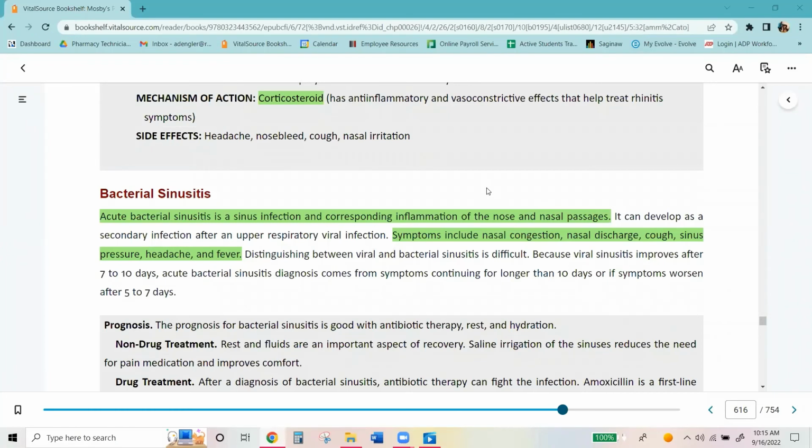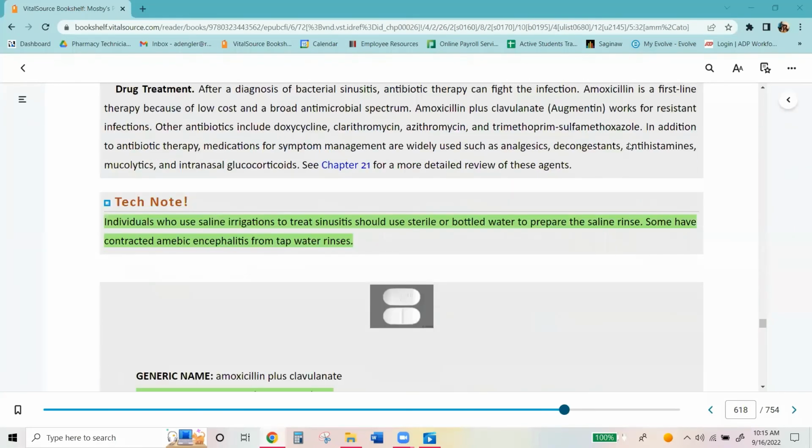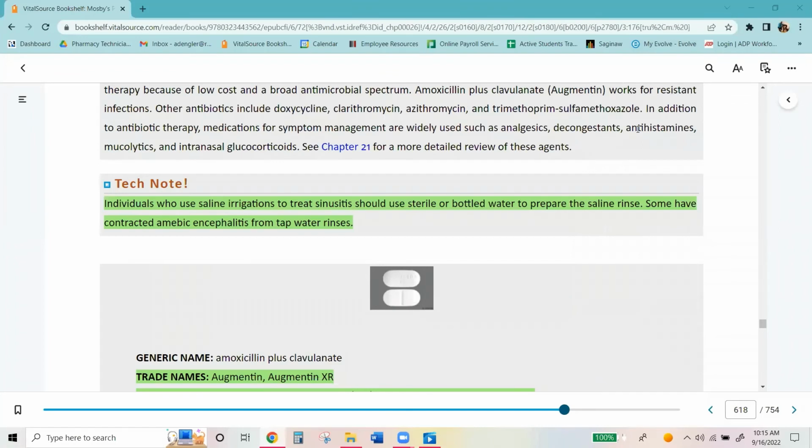Acute bacterial sinusitis is a sinus infection and corresponding inflammation of the nose and nasal passages. Symptoms are nasal congestion, nasal discharge, cough, sinus pressure, headache, and fever. Individuals who use saline irrigations to treat sinusitis should use sterile or bottled water to prepare the saline rinse. Some have contracted amoebic encephalitis from tap water rinses.